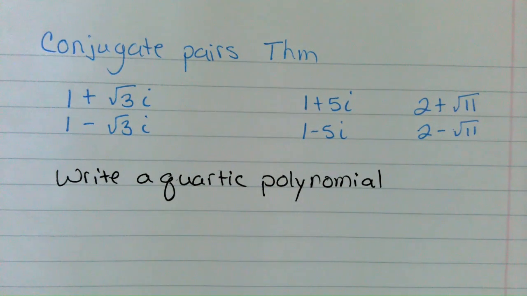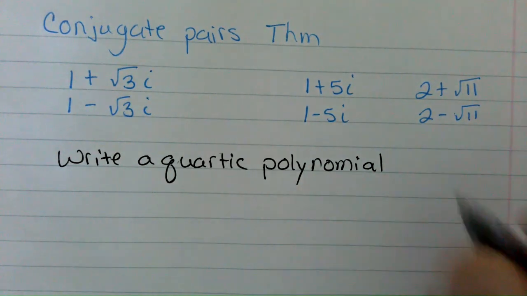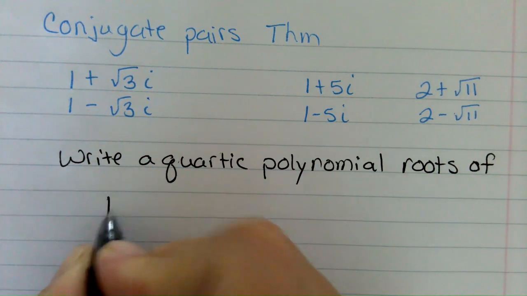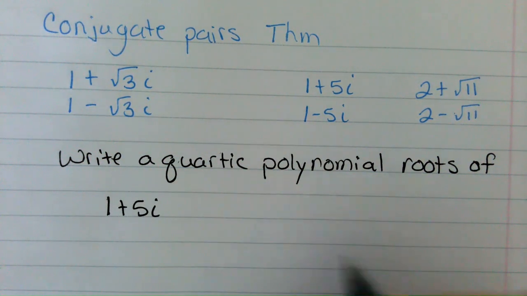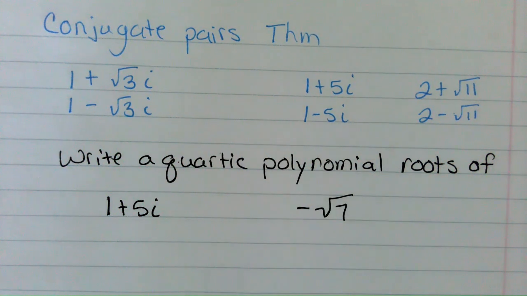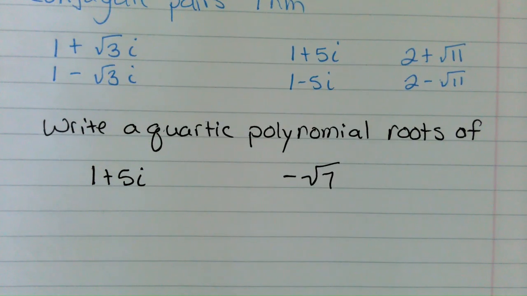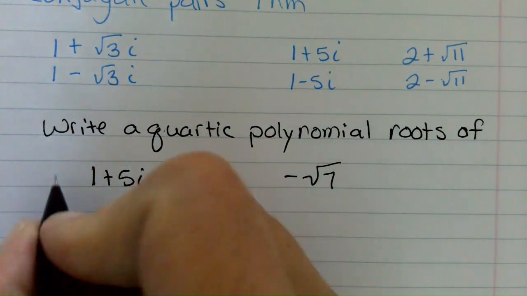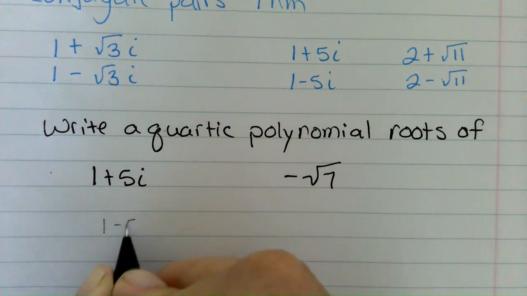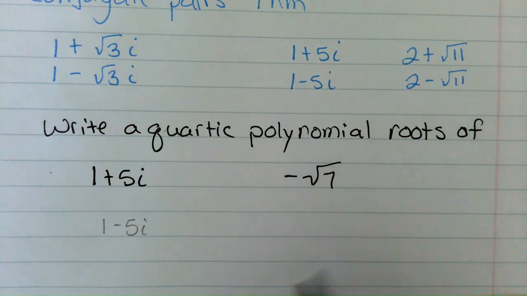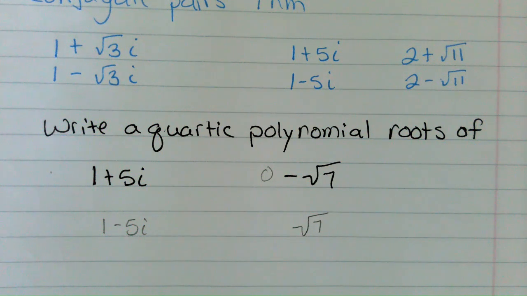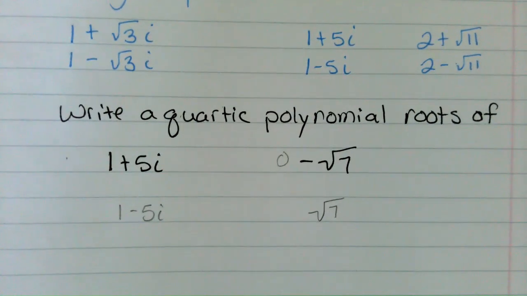So they're asking us for an f of x, and they're going to give us roots of 1 plus 5i and negative root 7. Of course, because we know that in order to have real coefficients, if we have 1 plus 5i, we're also going to need 1 minus 5i. If we have negative root 7, kind of like 0 minus root 7, we're going to have positive root 7. They always come with that plus or minus, and that's because we got these from the quadratic formula.